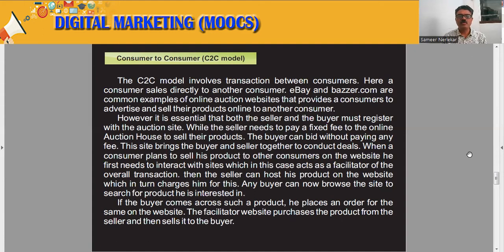Then the seller can host his product on the website, which in turn charges him for this. Any buyer can now browse the site to search for the product he is interested in. If the buyer comes across such a product, he places an order for the same on the website. The facilitator website purchases the product from the seller and then sells it to the buyer.